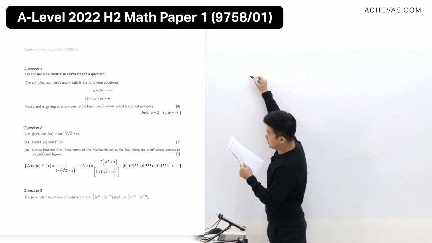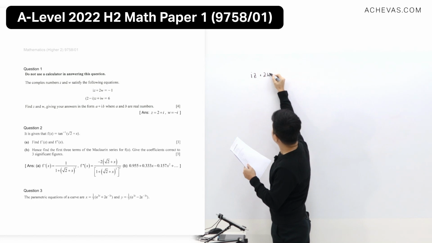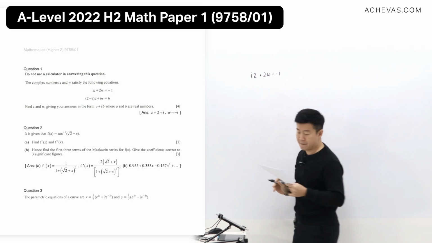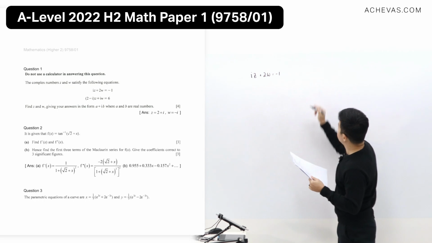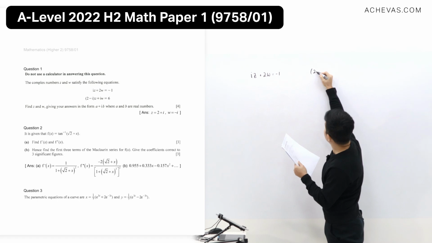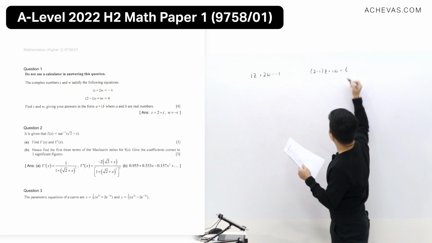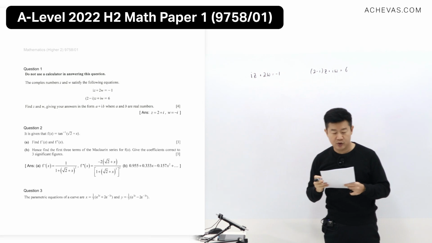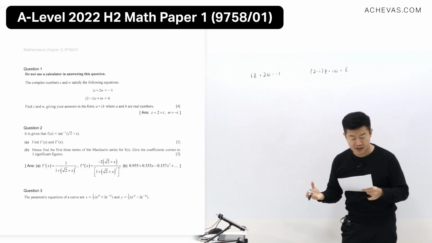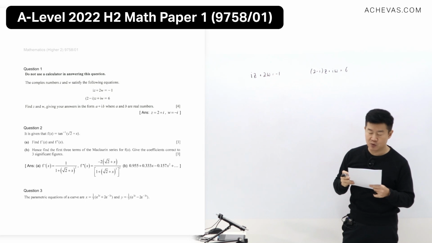The first one is iz + 2w, which is equal to -1. And the second one is (2 - i)z + iw, which is equal to 6. We are going to try to solve them simultaneously to find z and w.